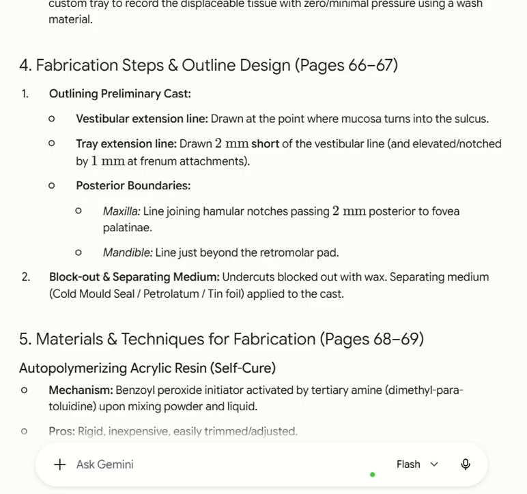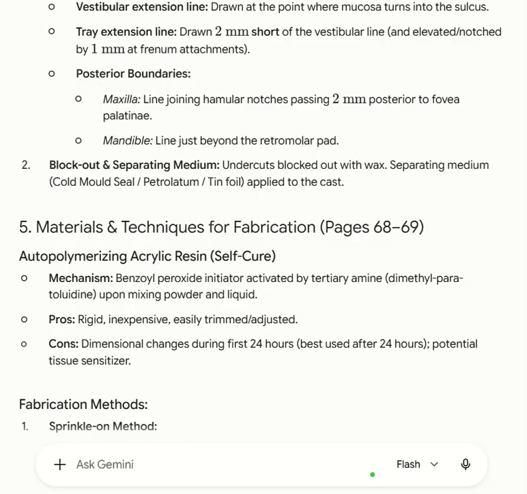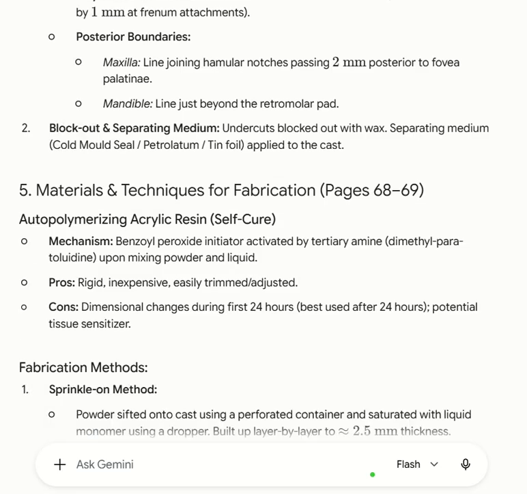Blockout and separating medium: undercuts blocked out with wax. Separating medium, cold mold seal, petrolatum, tin foil, applied to the cast. 5. Materials and techniques for fabrication, pages 68 to 69. Autopolymerizing acrylic resin, self-cure. Mechanism: benzoyl peroxide initiator activated by tertiary amine, dimethyl para-toluidine, upon mixing powder and liquid. Pros: rigid, inexpensive, easily trimmed, adjusted. Cons: dimensional changes during first 24 hours, best used after 24 hours, potential tissue sensitizer.